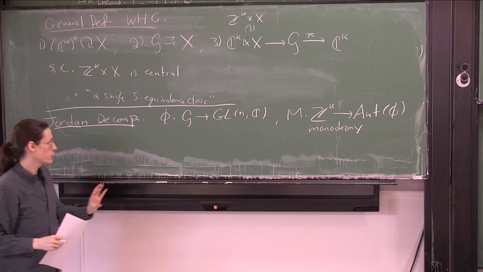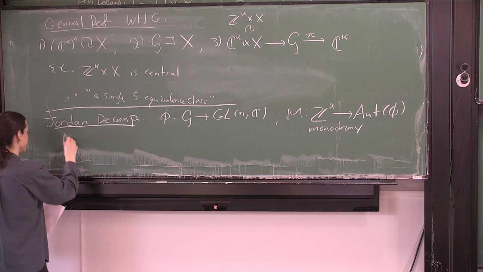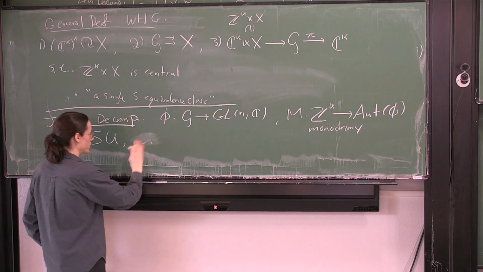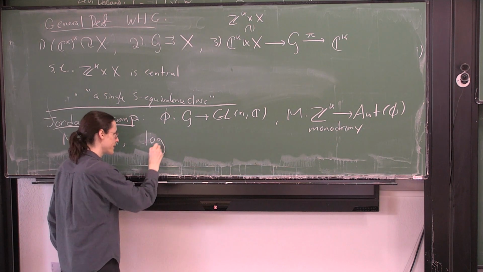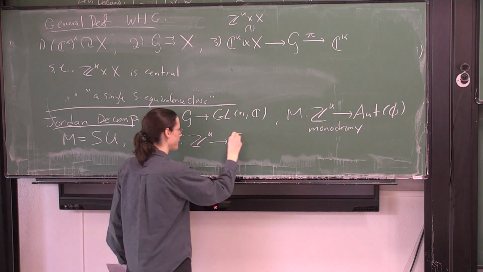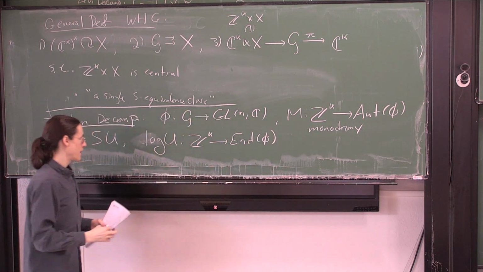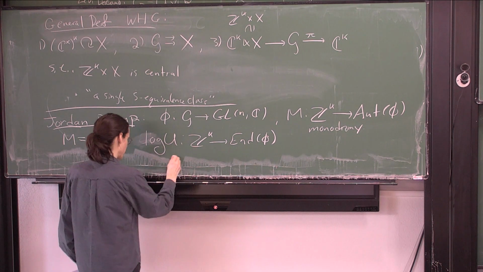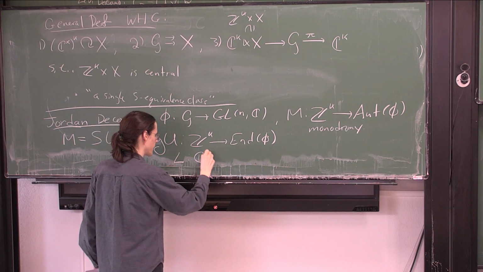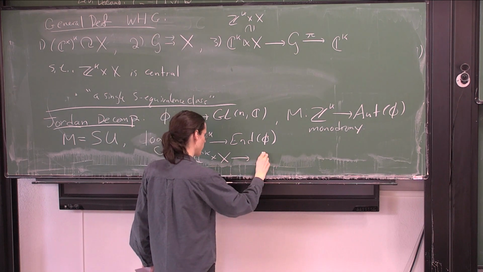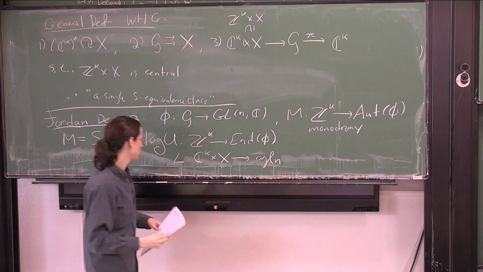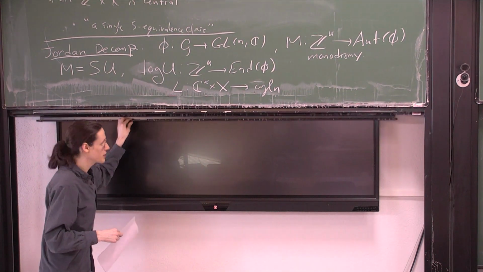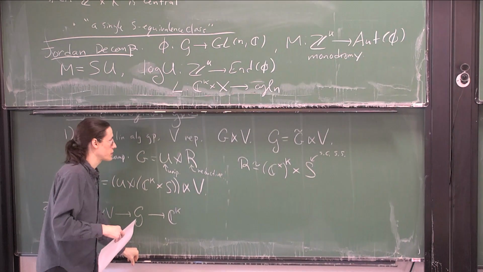And you're going to do the same type of game where you take M and you factor it into semi-simple plus unipotent. And then you take the unipotent part and you take the logarithm. And then what you want to do is extend this to a map from C to the K. So that will define a map L from C to the K times X into GLN, just by extending this. And then this is basically just what you need to define the Jordan decomposition.